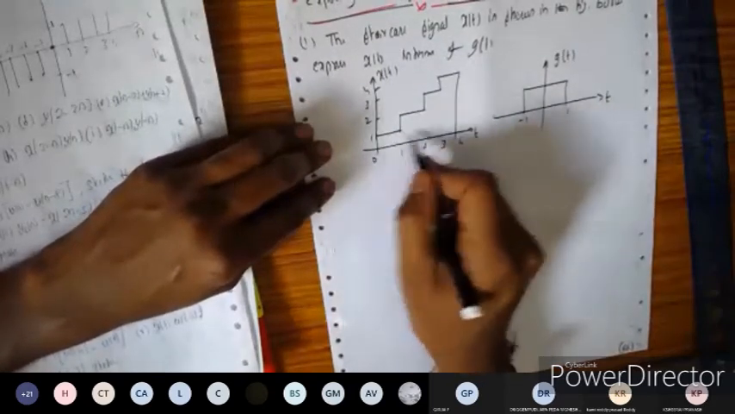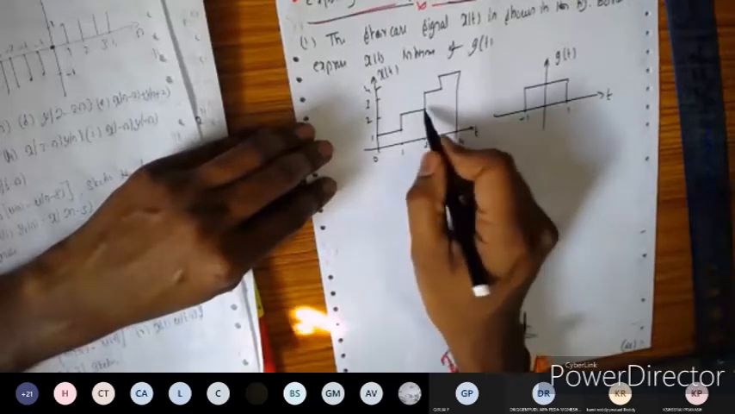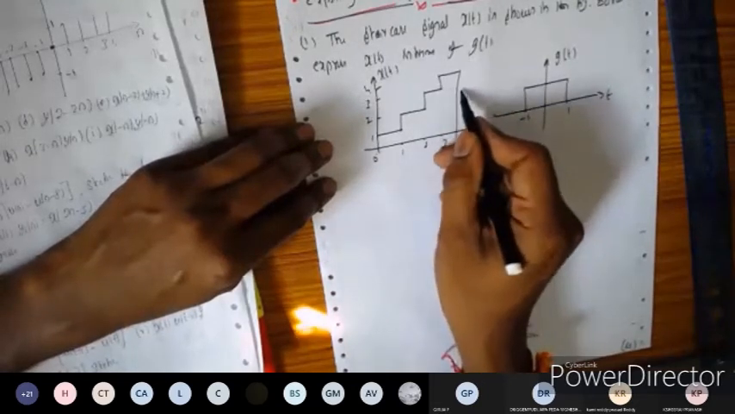One is from 0 to 4, and the next one is from 1 to 4, next 2 to 4, next 3 to 4. This is the waveform here.